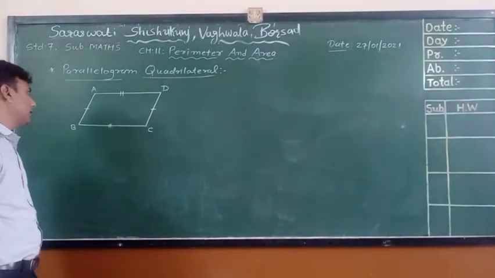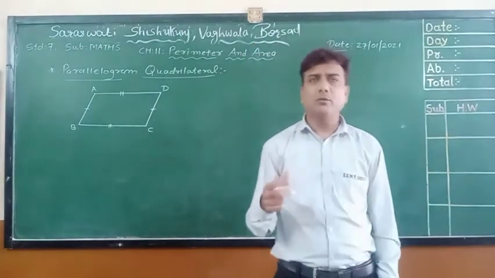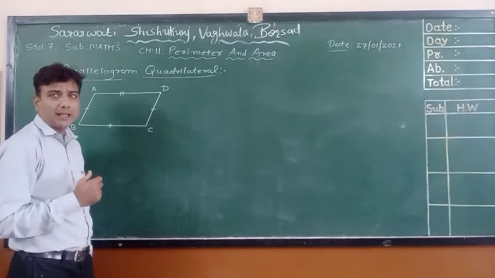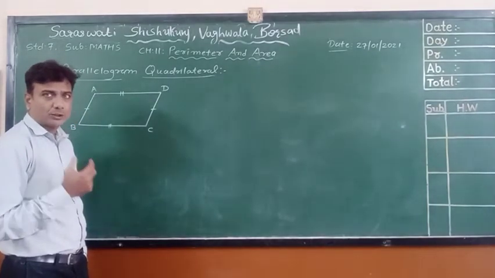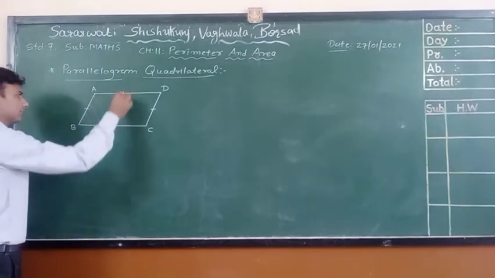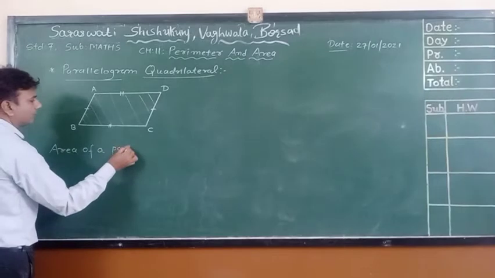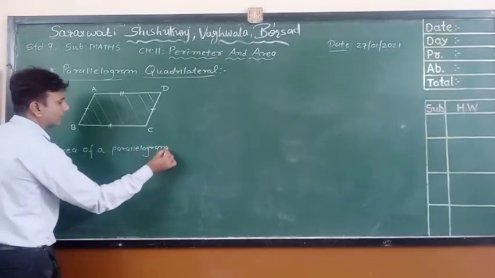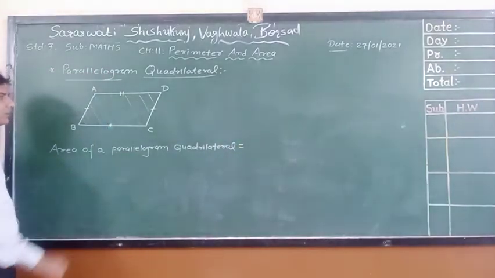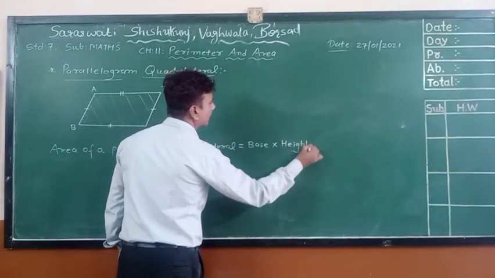But if you want to find its area, here is one formula. In a parallelogram quadrilateral, if we want to find its area, then we can use this formula: base multiply height. Base multiply height. So this formula we can apply to find its area. Area means inside also. So area of a parallelogram quadrilateral is equal to base into height.